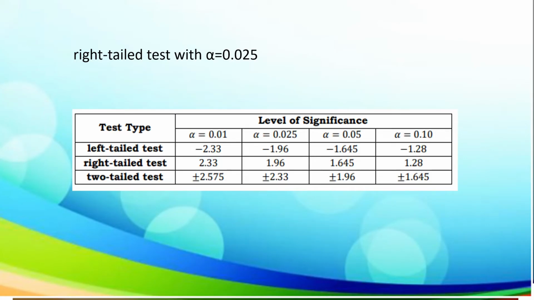Now let's take this last one. Right-tailed test with alpha or significance level of 0.025. Using again the table of critical values, let us determine the right-tailed test on the given table and its level of significance, which is 0.025. Locating the critical value, we have 1.96. Since it's right-tailed, it is positive 1.96.